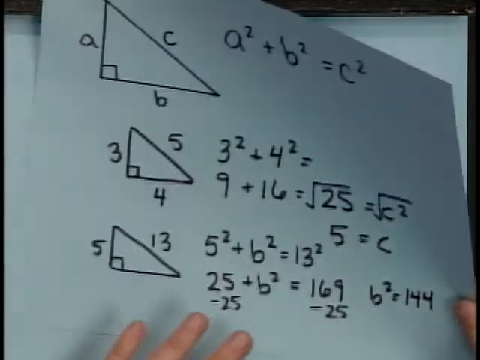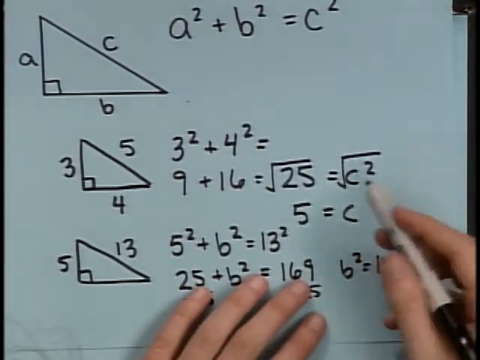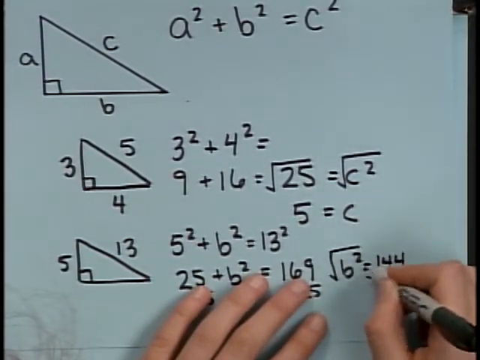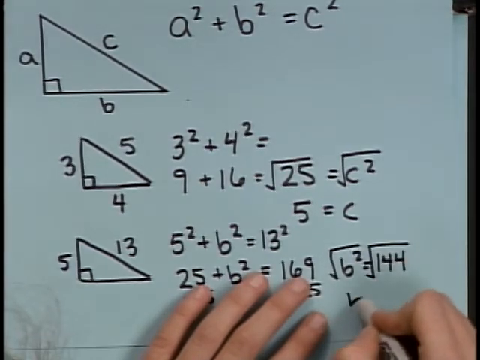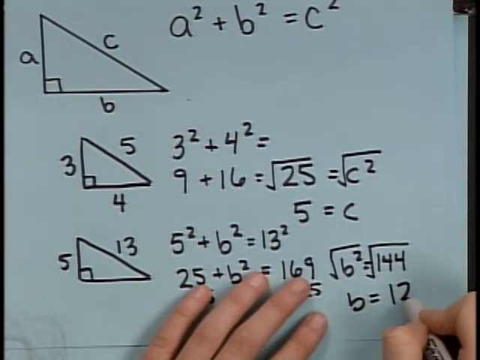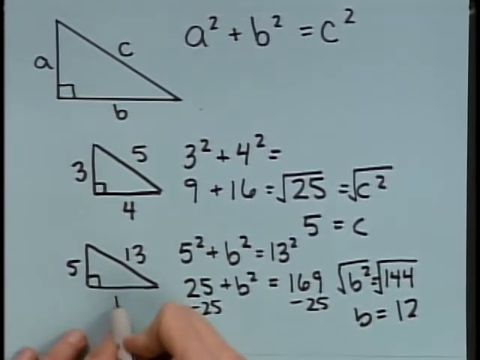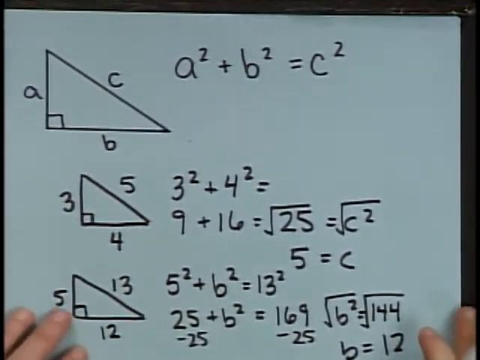This is getting a little crowded, but you see, if you do the same thing here by taking the square root of both sides, you get b equals 12. And you can put that back in your triangle right here.